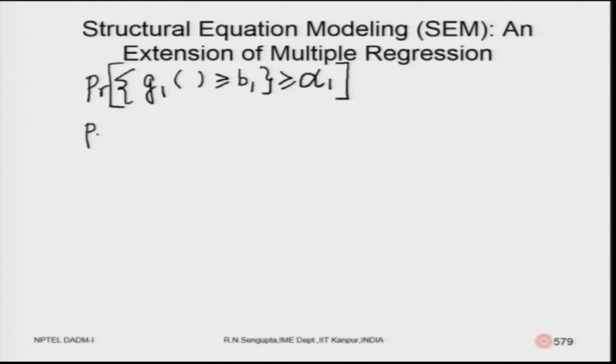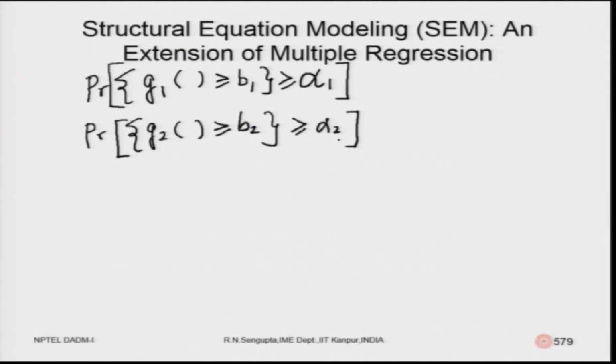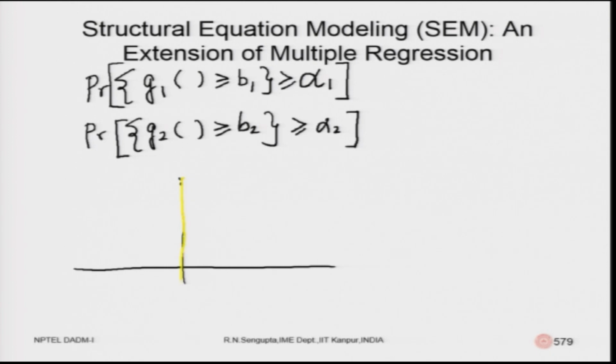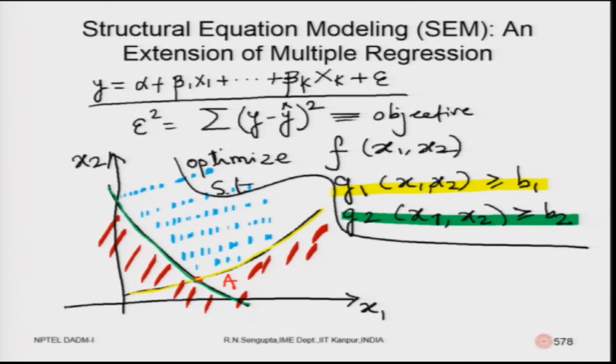Similarly, the second one is the probability of G2 greater than or equal to B2 is greater than or equal to alpha 2. Again, alpha 2 is basically a level of significance which we have. So, now let us highlight these two through the diagrams. The first part is the mean value, if you remember this mean value which I have drawn. Let me use a color for the first equation. This is actually the yellow line which I have drawn. Similarly, I will draw the green one later also.